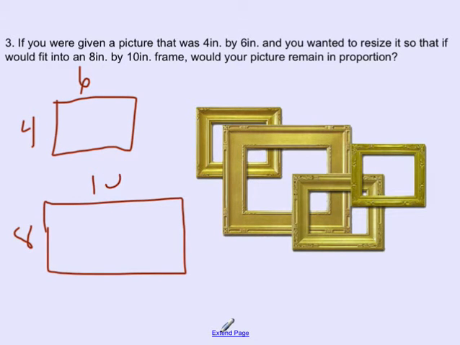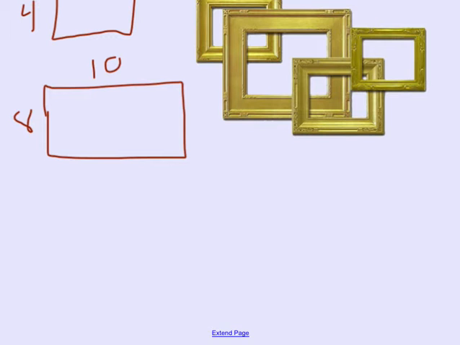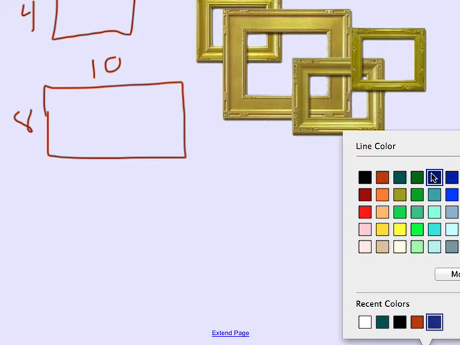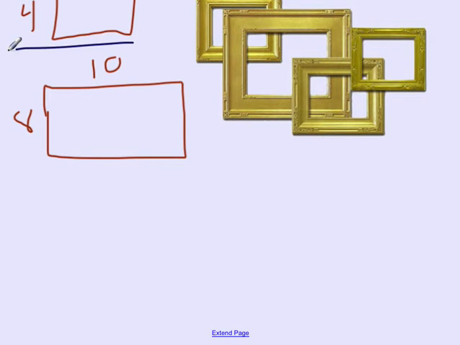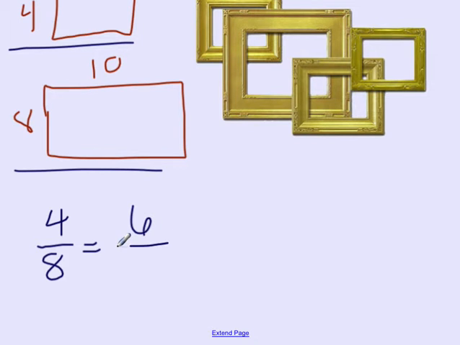So now we need to figure out if they're proportional. To do that, I want to check to see that their fractions are equal. So I'm going to take my first photo frame up here, and I'm going to take the smaller side and put that over the smaller side of my second rectangle. Then I'm going to take the larger of my first rectangle and put that on top, and the larger of my second rectangle on the bottom.